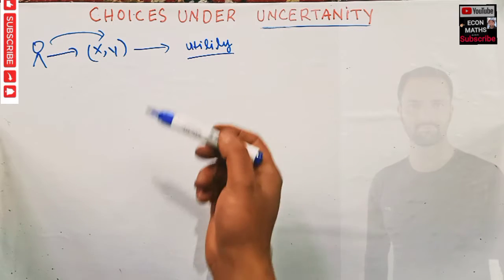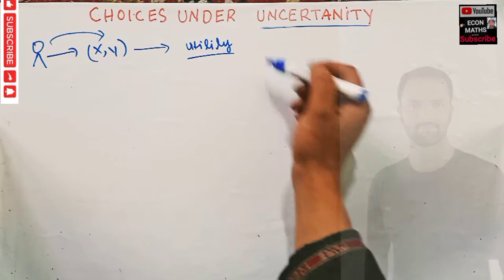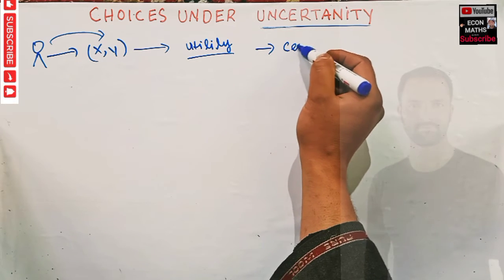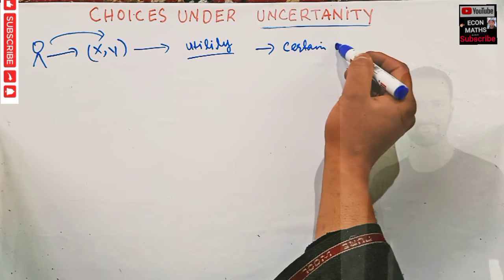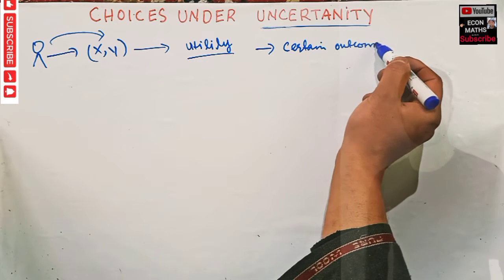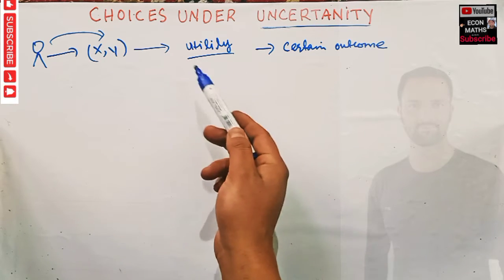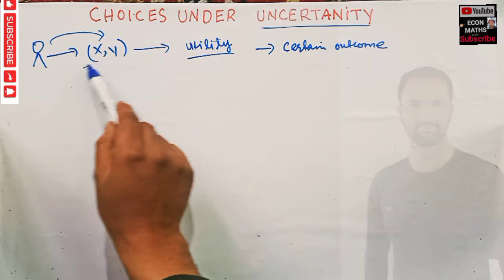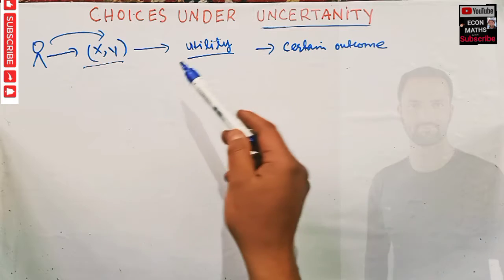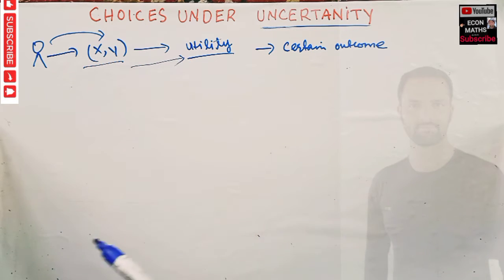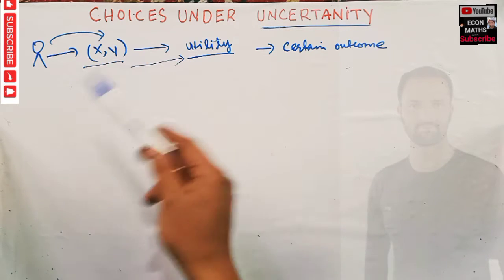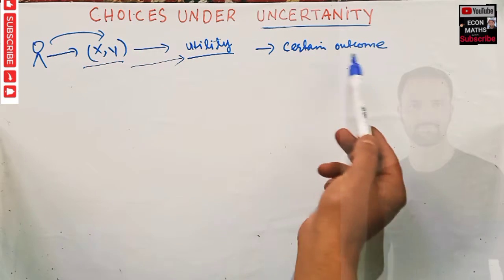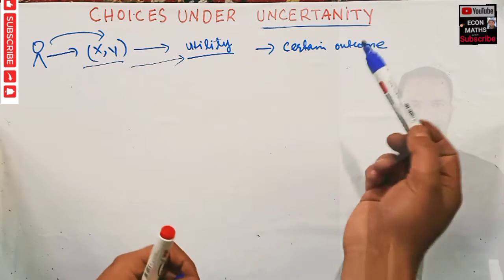So this situation, we will call a certain outcome. There is no uncertainty involved in this outcome. The consumer is going to purchase this bundle. This means it's a certain outcome. He is getting a certain level of utility from this deal. We say this choice is a certain choice.